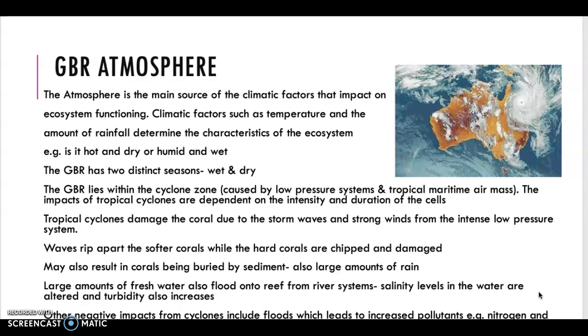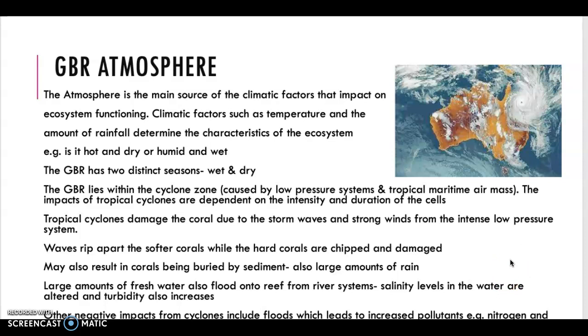When we talk about the atmosphere in regards to the Great Barrier Reef, we're really looking at it being a source of climatic factors. It involves things like the temperature and the amount of rainfall that occurs within the ecosystem, and we know that the Great Barrier Reef lies within the tropical band, which means it has two distinct seasons, wet and dry. It also lies in the cyclone zone, and cyclones are caused by intense low pressure systems that hit tropical maritime air masses, and they then cause unstable conditions to occur. We know from previous lessons that tropical cyclones cause significant damage to the reef.